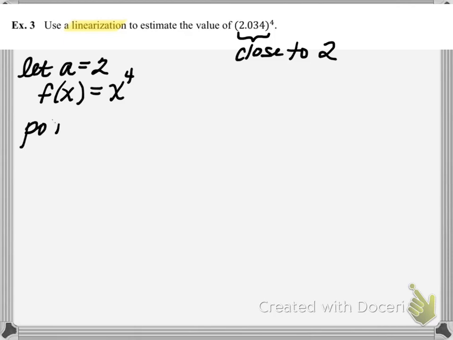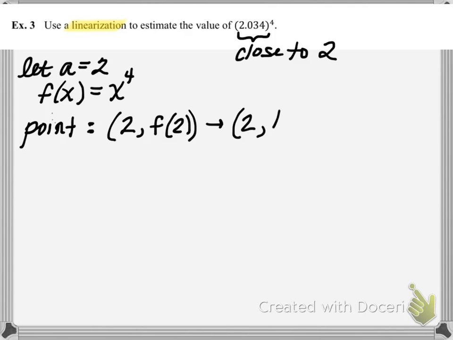So we need a point, and we need a slope. Our point will be 2 comma f of 2, which will be 2 comma 2 raised to the fourth power, which is going to be 16. So our point is 2 comma 16.